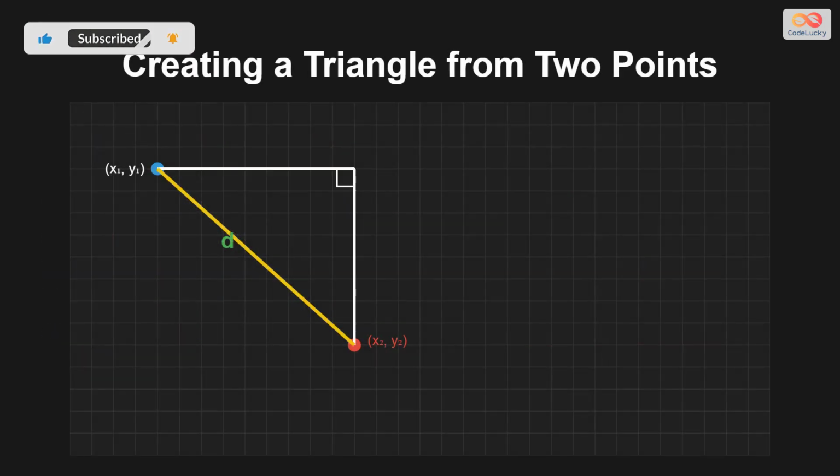Now, let's connect these ideas. If we draw a horizontal line from our first point and a vertical line from our second point, they meet to form a right-angled triangle. The distance we want to find, d, has just become the hypotenuse of this triangle.